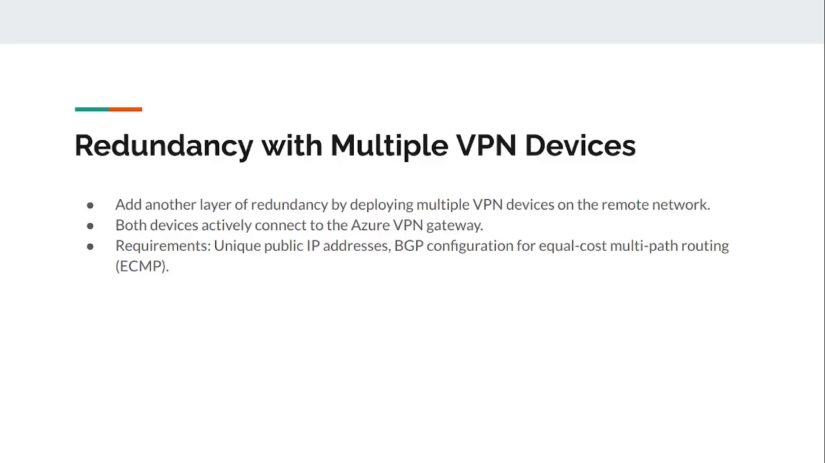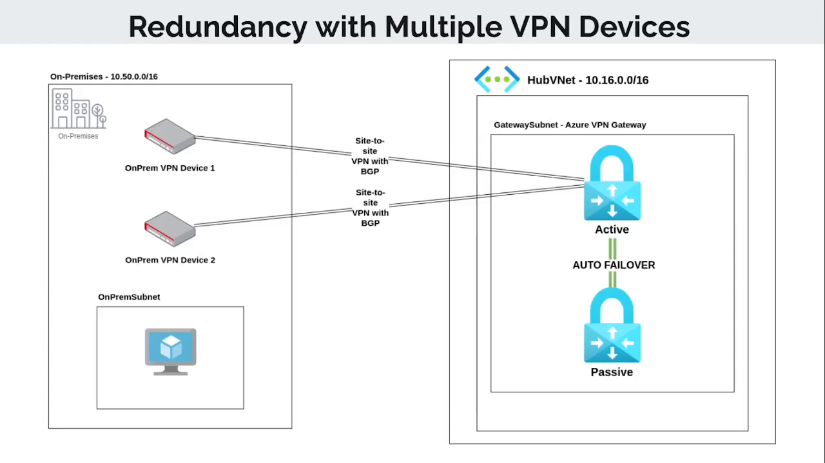Let's review the requirements for this setup. There should be a unique public IP for each on-premises VPN device. Also, the Border Gateway Protocol, BGP, is a must. Each on-premises device should have a unique BGP peer IP. You will also need ECMP, equal cost multipath routing, to ensure traffic distribution across the available VPN tunnels. This setup offers more resilience on your end, but remember, Azure will still have a brief failover time.